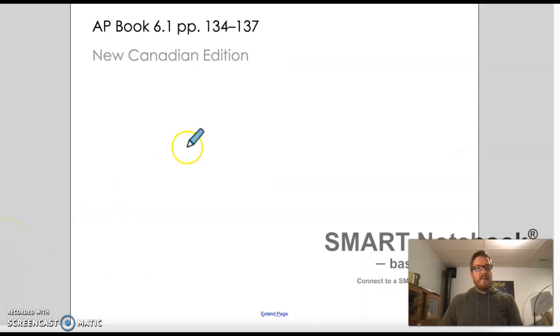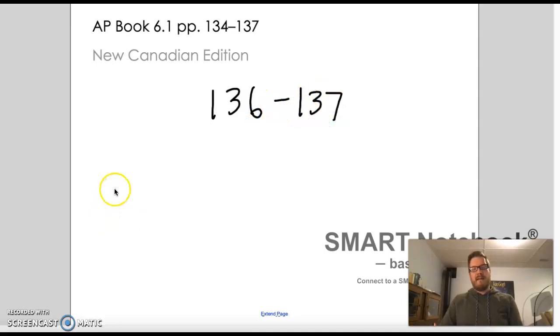And so at this point, the prime factorization practice is mostly on pages 136 and 137 in the workbook, and so that's going to be your practice to help you with these concepts.